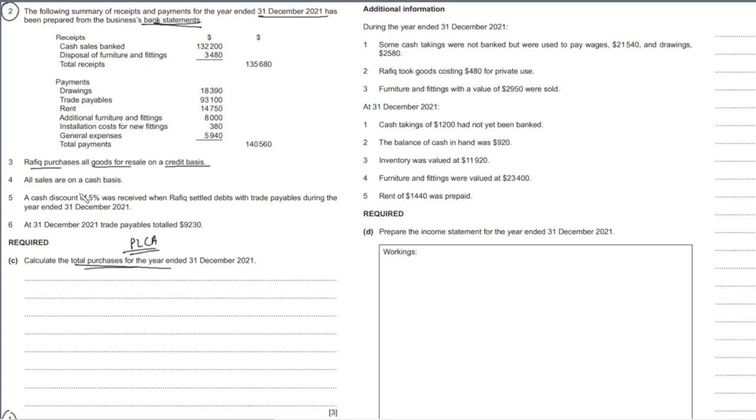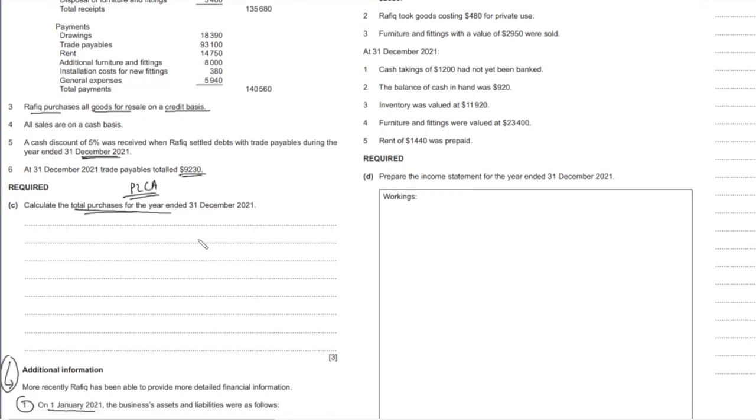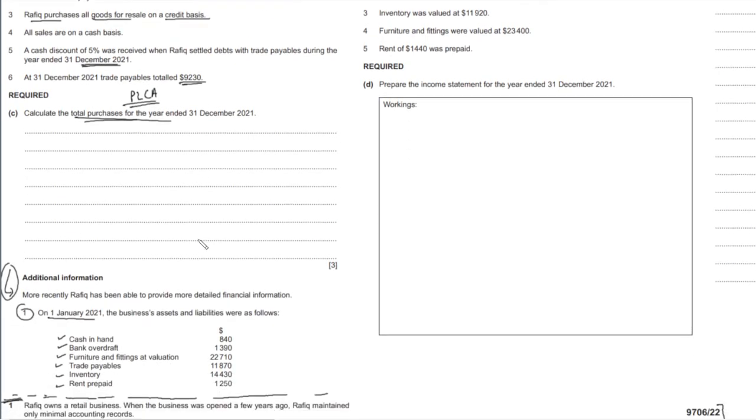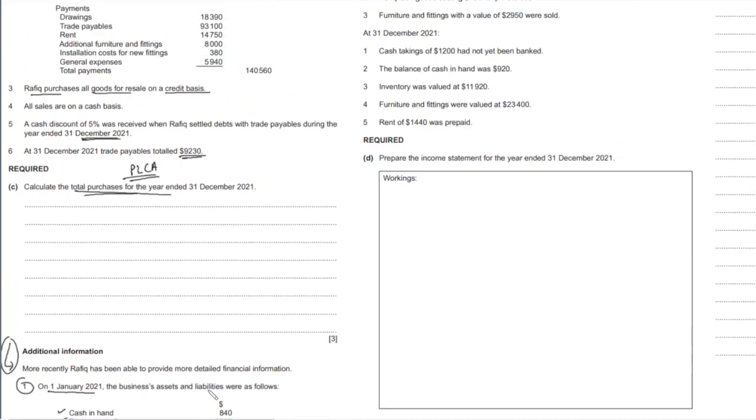Okay, let's continue. All sales are made on cash basis. Irrelevant at the moment. A cash discount of 5% was received when Rafiq settled debts with trade payables during the year ended. That is relevant. Very relevant. And these are the trade payables at the end. We have everything we need for creating a purchase ledger control account. Also, don't forget we had some opening balance. Rent prepaid, $1,250. Are we ready to start? I think so, yes.